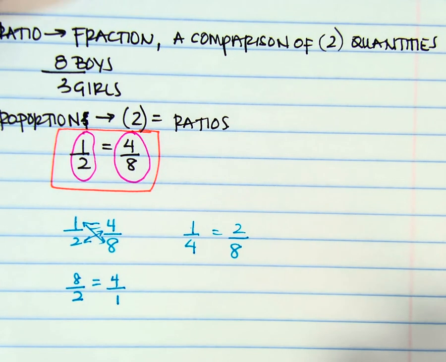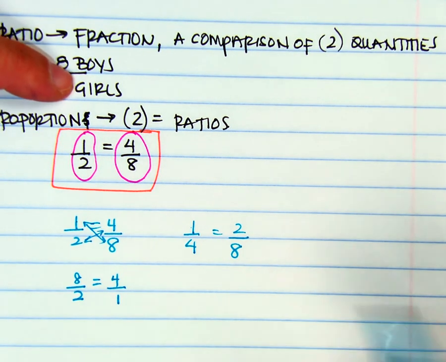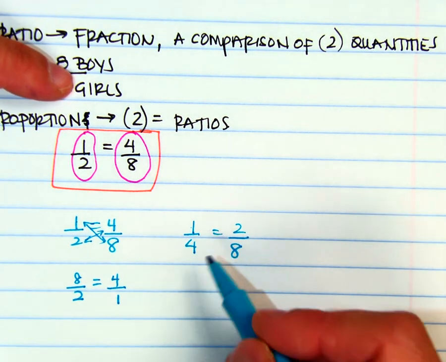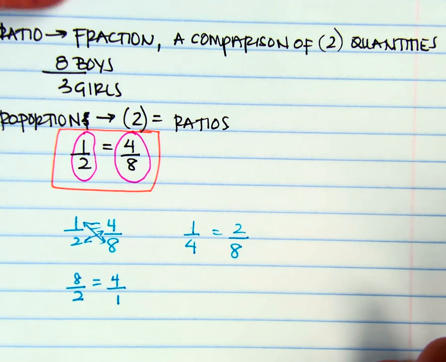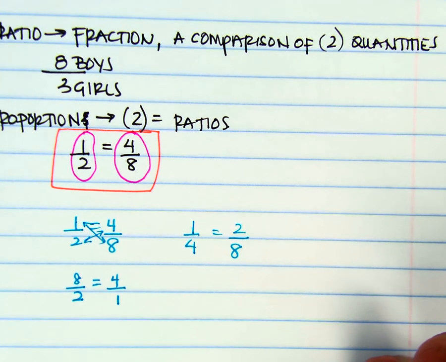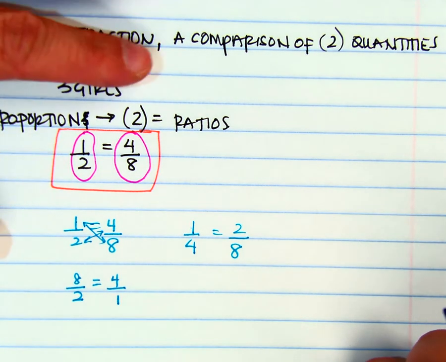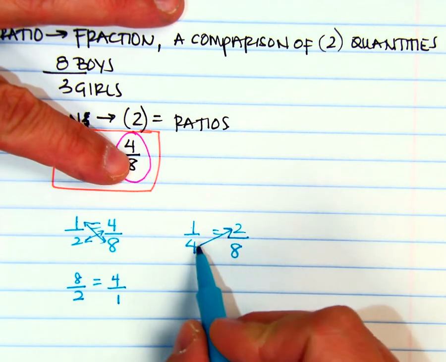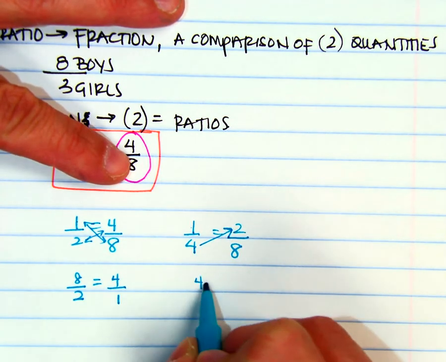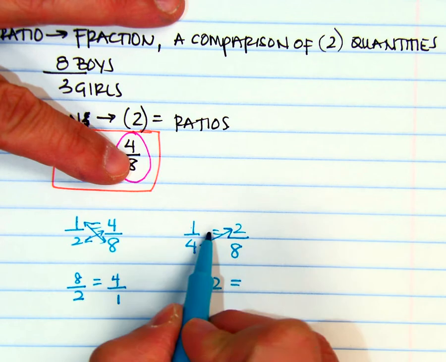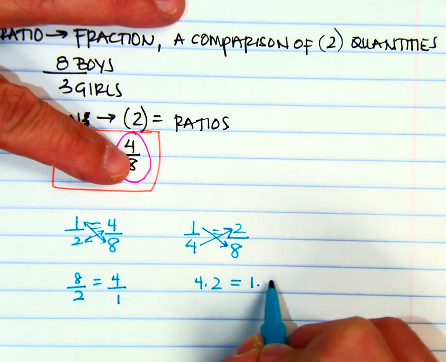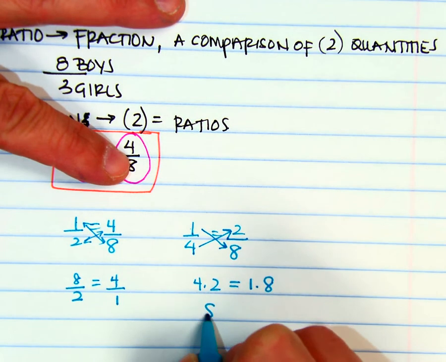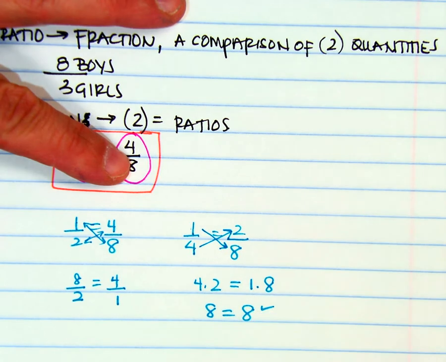There's also the property of proportions that you should have learned in algebra, that if you multiply diagonally, a lot of teachers call this cross products. You can also call it the product of the means equals the product of the extremes. If I were to multiply diagonally, 4 times 2, that should equal 1 times 8. And 8 would equal 8. So it is a proportion.